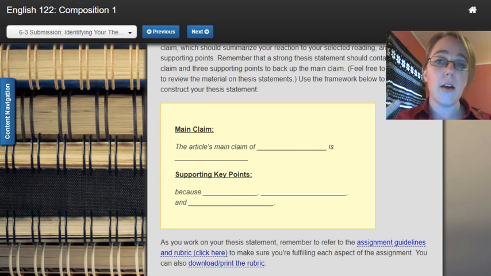So we're going to take our claim, rephrase it in this formula, the article's main claim of blank is blank, and then we're going to take those 3 key points that we've talked about and tie them in here. So we want to make sure that we follow this formula. It is not a requirement per se that your thesis has to match up exactly like this, but this is a good way to help that thesis be really strong.